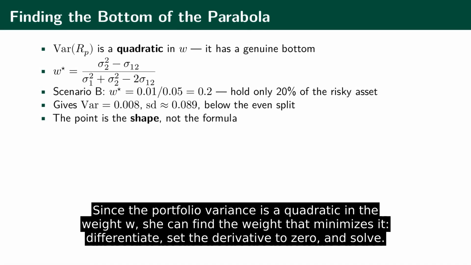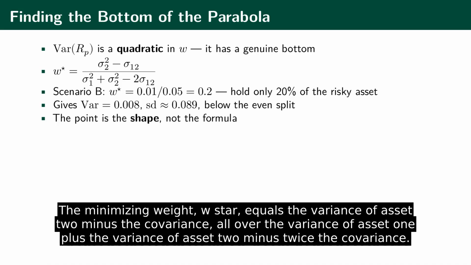Since the portfolio variance is a quadratic in the weight W, she can find the weight that minimizes it: differentiate, set the derivative to 0, and solve. The minimizing weight W star equals the variance of asset 2 minus the covariance, all over the variance of asset 1, plus the variance of asset 2 minus twice the covariance.